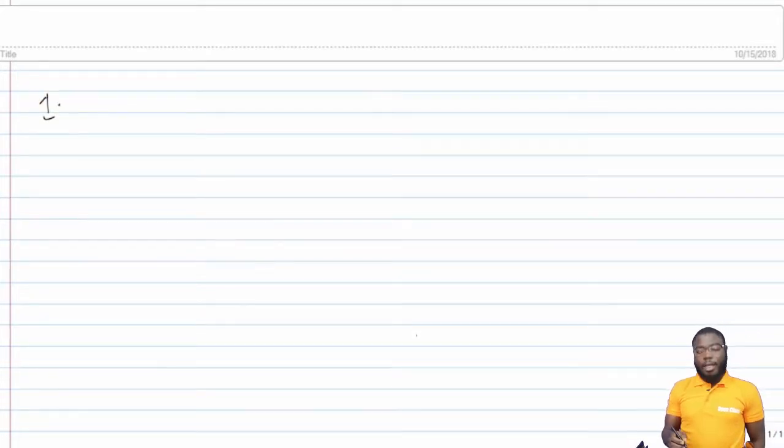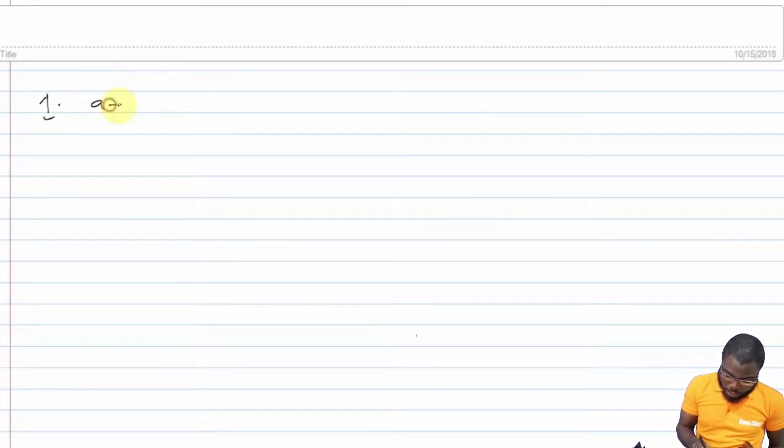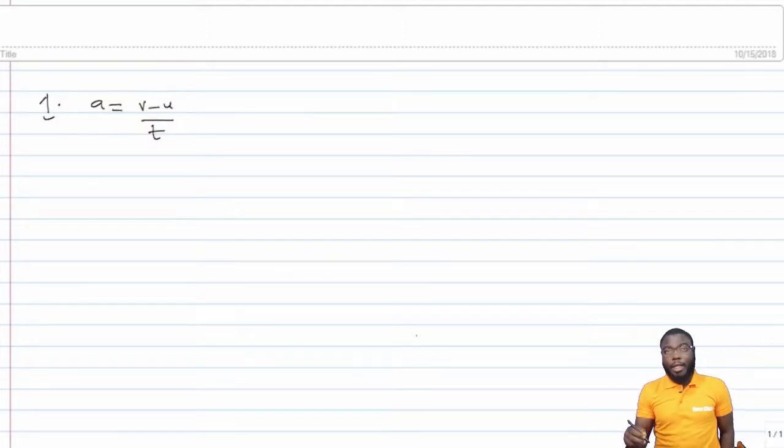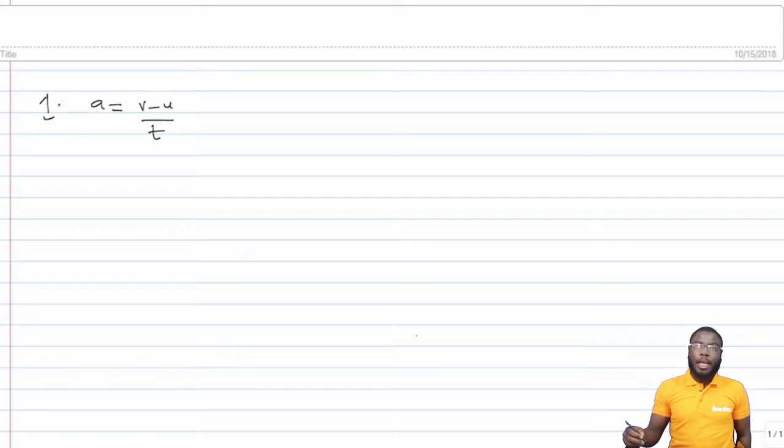So for a uniform acceleration, the basic formula there is A equals V minus U over T, where V is the final velocity, U is the initial velocity, and T is the time taken to move from one point to the other. When a body starts moving, it might start slowly, then move with a higher speed, then finally come to a stop. So the final velocity is called V, U is the initial velocity, and T is the time taken for the movement.